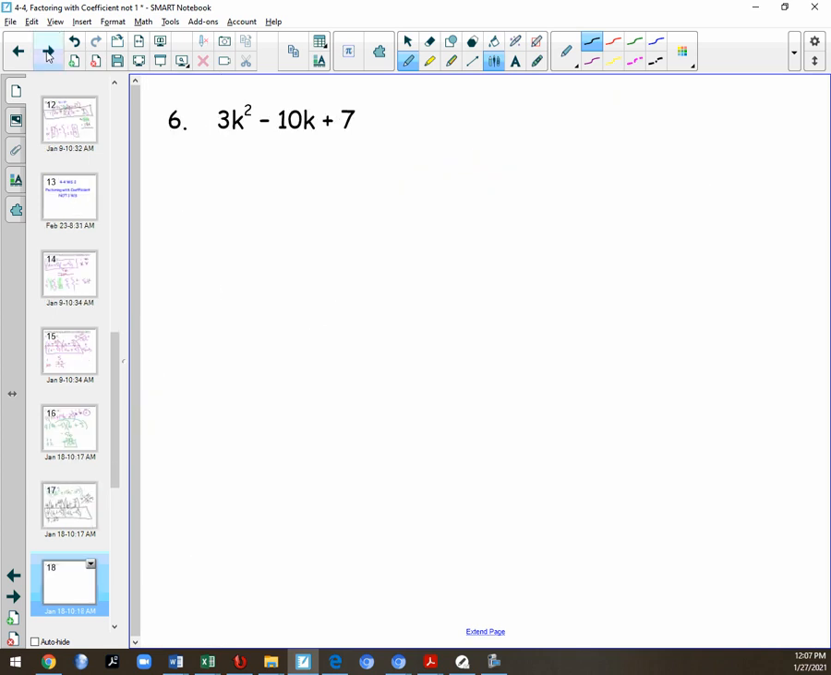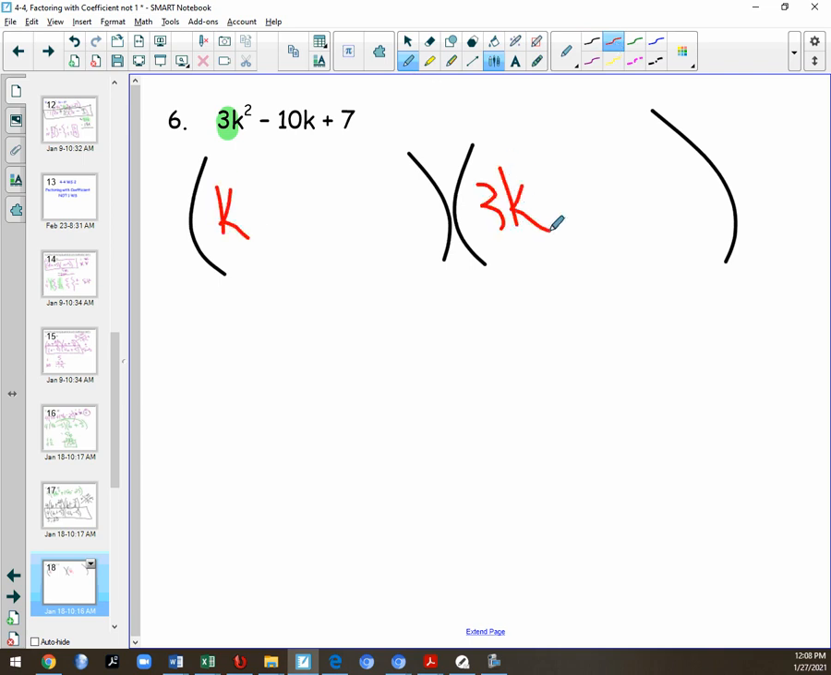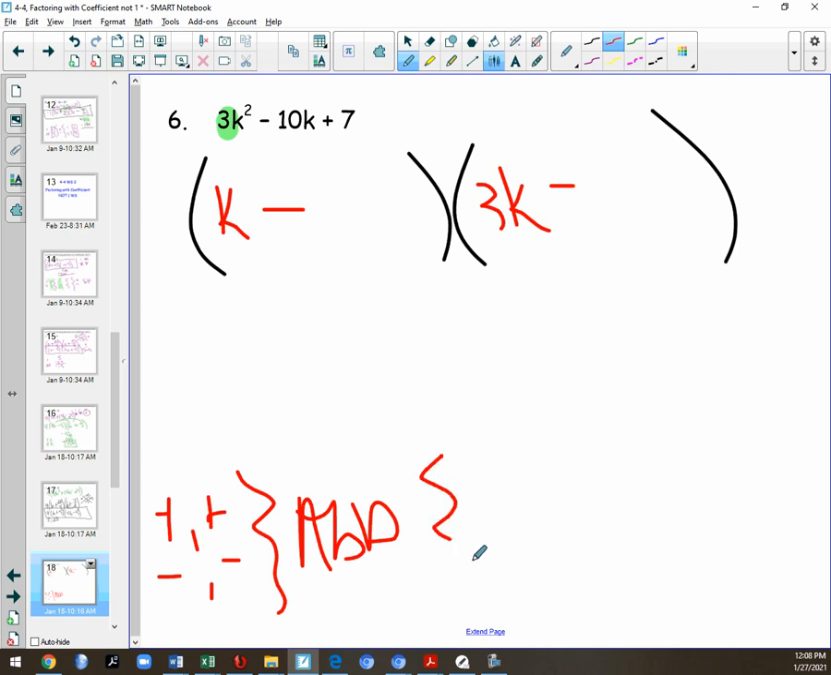Next, number 6. Number 6, we're going to go ahead and factor this into two binomials. Checking for a GCF, 3 does not go into any of those. So we're going to go straight to factors of 3, which are going to be 1k and 3k. I need to have a positive 7, but that means my signs are either plus, plus, or minus, minus. I'm going to add. That means they're both going to be minus, minus. Factors of 7 are 1 and 7.